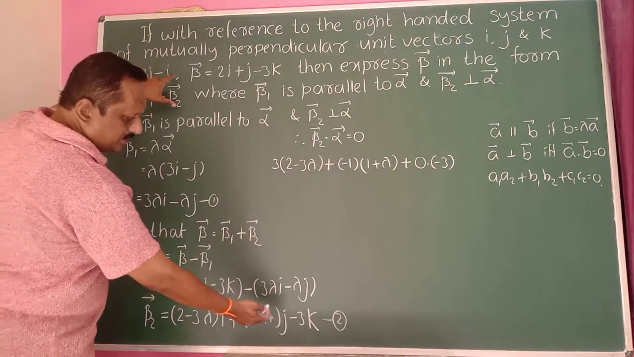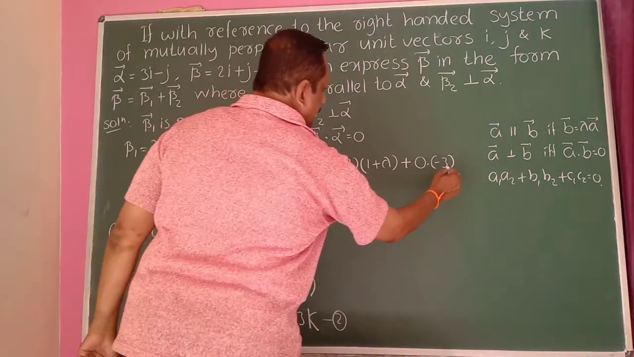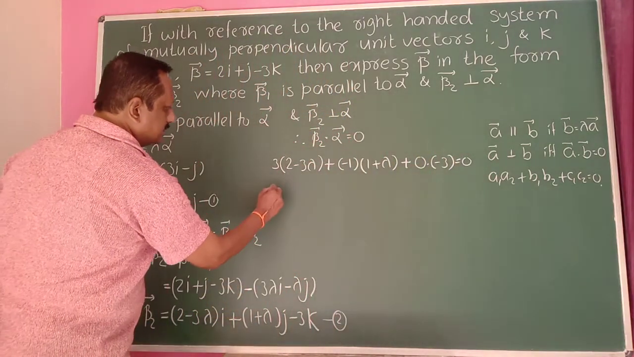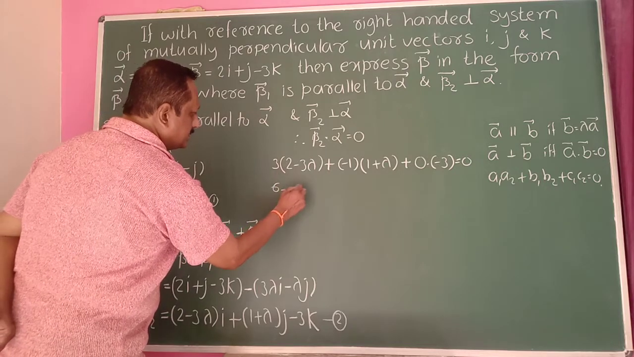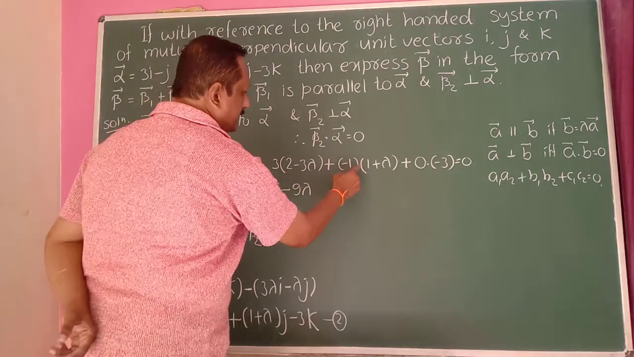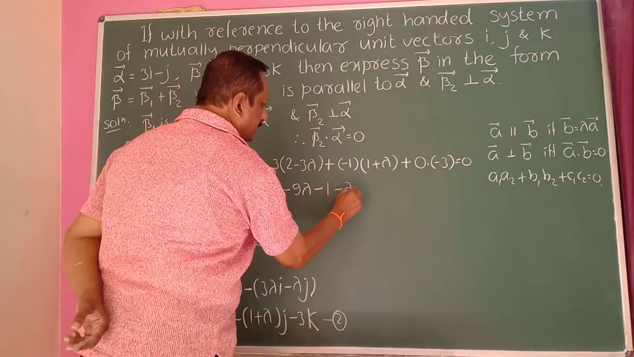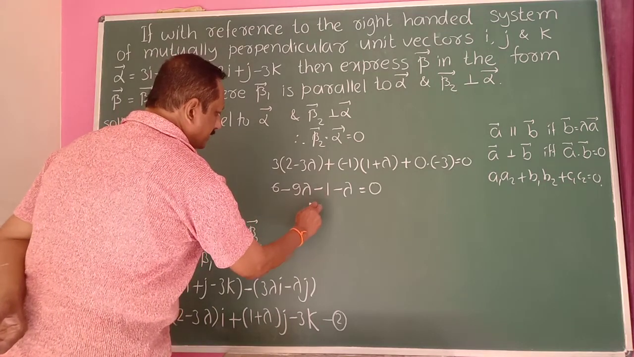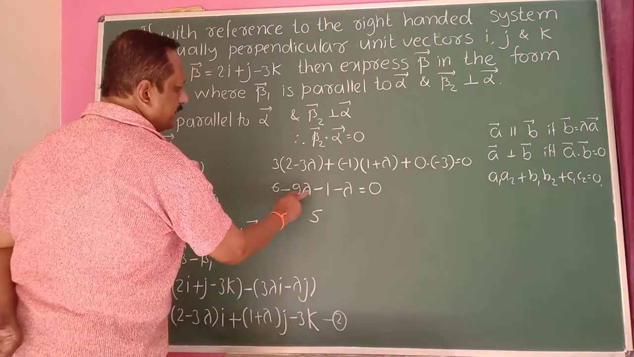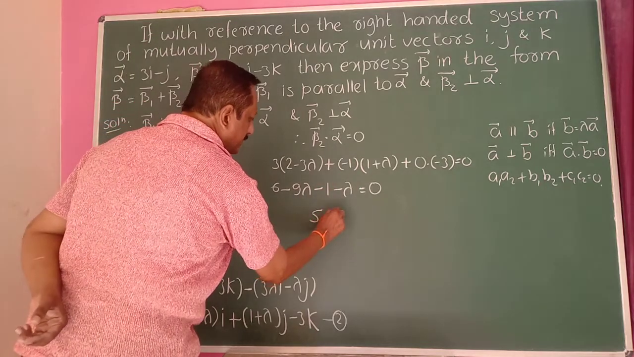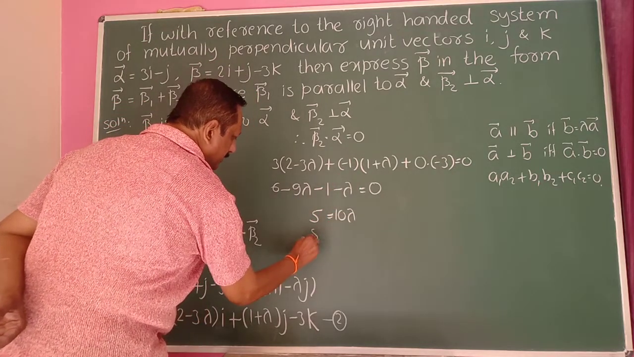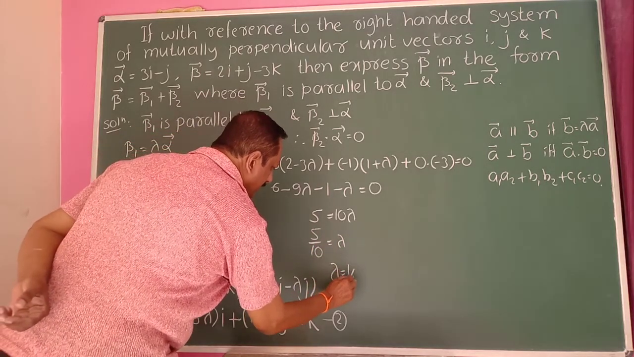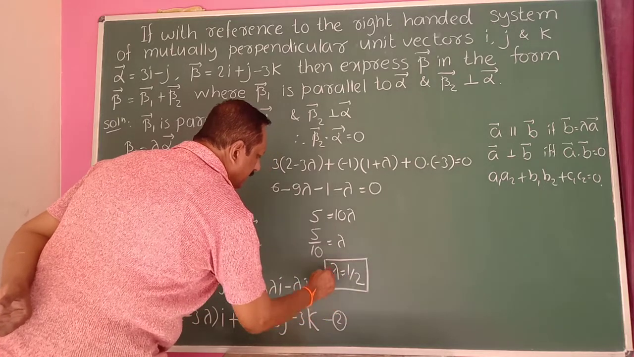So 3 into 2 minus 3 lambda minus 1 into 1 plus lambda, there is no k term, so 0 into minus 3 becomes 0, and that is equal to 0. 2 3s are 6, minus 3 3s are 9 lambda, minus 1 into 1 minus 1 minus lambda, that is equal to 0. 6 minus 1 becomes 5. So 5 minus 9 minus 1 minus 10 lambda. Take 10 lambda to the other side: plus 10 lambda. Therefore 5 divided by 10 is equal to lambda. Therefore the value of lambda is 1 divided by 2.